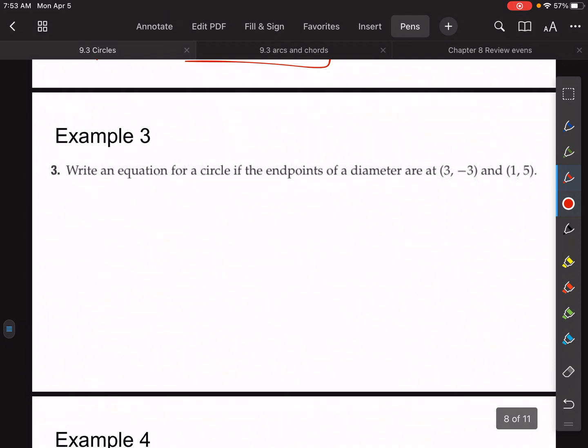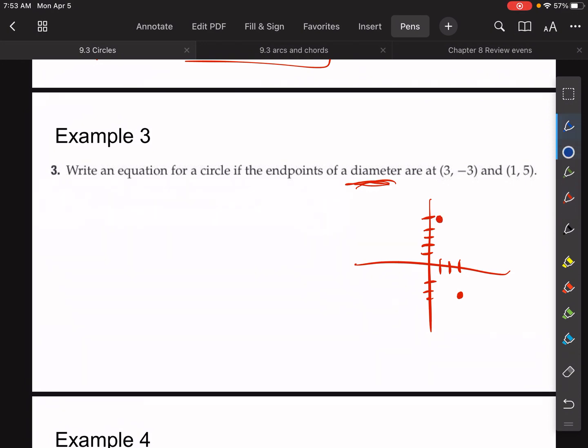Example 3 says, write an equation for a circle if the endpoints of a diameter are 3, negative 3, and 1, 5. Let's just get a picture of what that looks like. This is a diameter here, not a radius, right? So at 3, negative 3, we have a point, and then at 1, 5, we have a point. And this is a diameter of the circle.